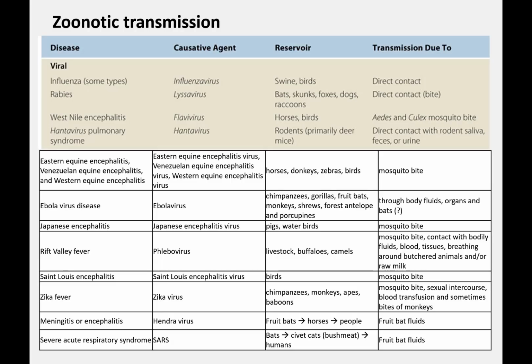So this chart just gives you some examples and how they are transmitted and what the reservoir is. So this is the animal, like I said before with reservoirs, this is the animal that the virus can naturally hang out, doesn't cause disease, but has the potential to move to humans.